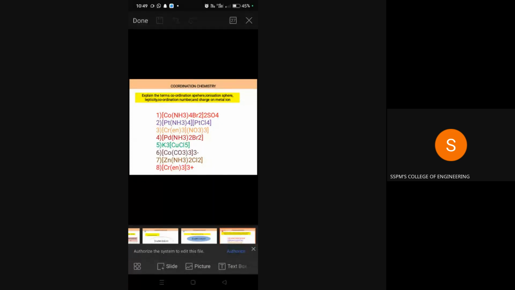So यामध्ये जे एक्झाम्पल दिले आहेत, there are total 8 examples. Take a screenshot of this and try to solve: coordination sphere, ionization sphere, lepticity, coordination number and charge, meaning oxidation state. So हे 8 एक्झाम्पल तुम्हाला प्रॅक्टिस साठी दिलेले आहेत. आपण एक एक करून याच्यातले 2 ते 3 एक्झाम्पल सॉल्व्ह करून बघूया.